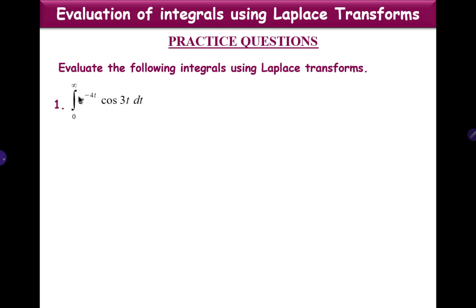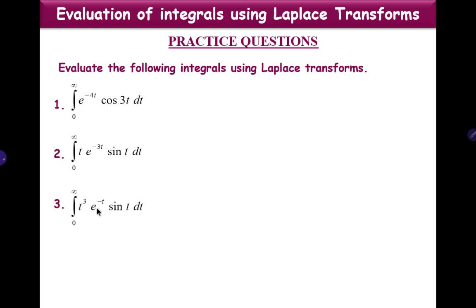Integral 0 to infinity e power minus 4t into cos 3t dt. Here s is 4 and f of t is cos 3t. Now if you compare this integral with the integral in the Laplace transform definition, this is nothing but L of cos 3t with s equal to 4. So first write what is L of cos 3t and then finally substitute s equal to 4. The next one is integral 0 to infinity e power minus 3t into t sin t dt. S is 3, f of t is t sin t.